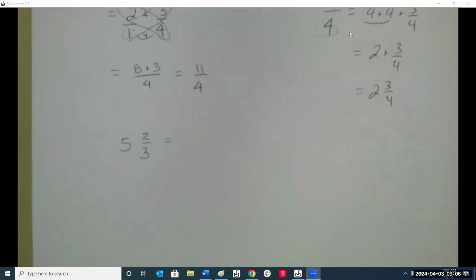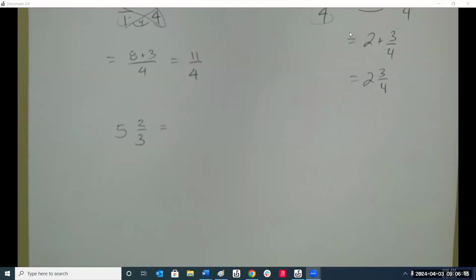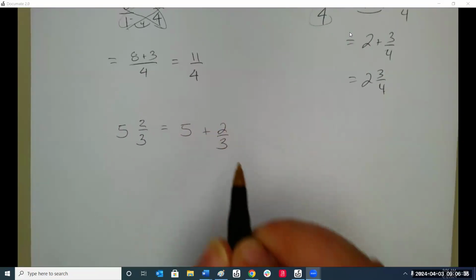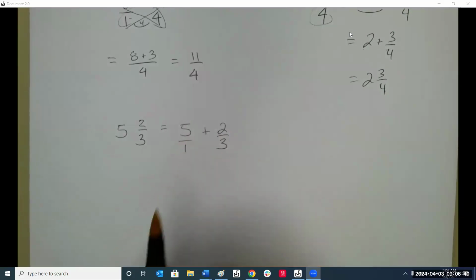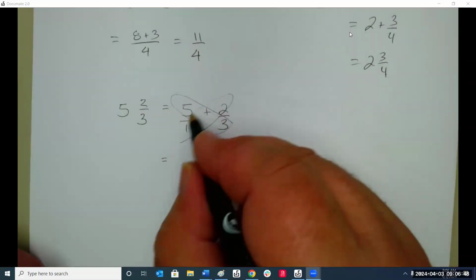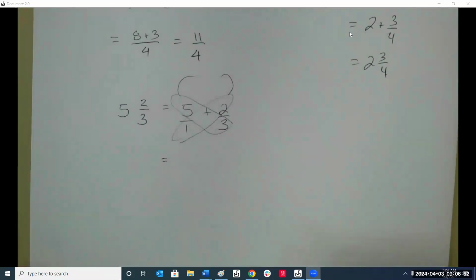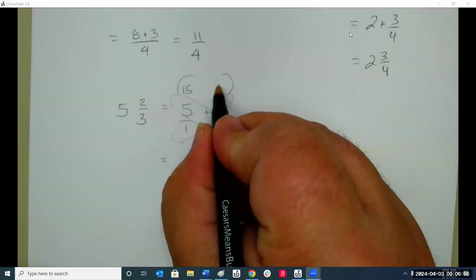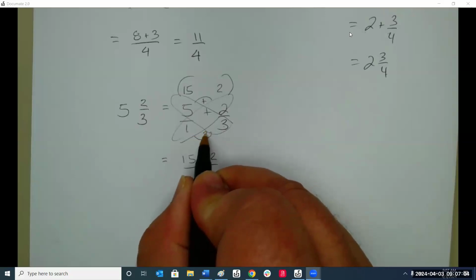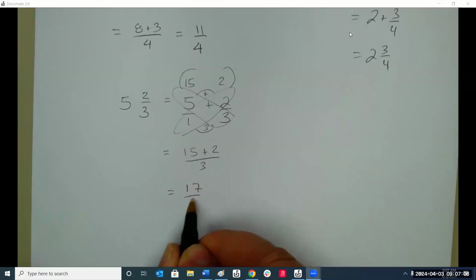Five and two thirds. So this is the same thing as 5 plus 2 over 3. So that's 5 over 1 plus 2 over 3. Do the butterfly method. Five times 3 is 15. 1 times 2 is 2. So we get 15 plus 2 over 3. So it's 17 over 3.